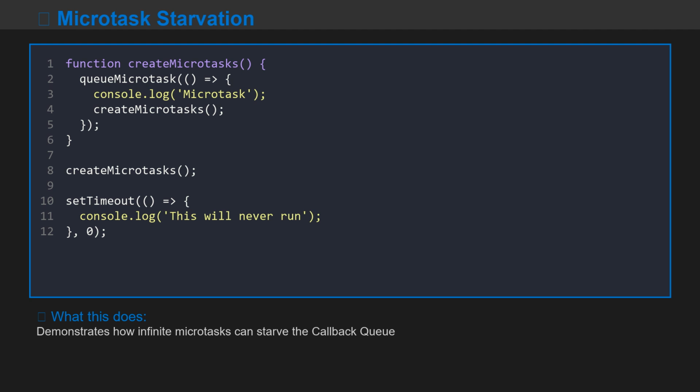Be careful with this pattern. We create a function that adds itself to the microtask queue. This creates an infinite loop of microtasks. The setTimeout callback will never execute because the microtask queue never empties.